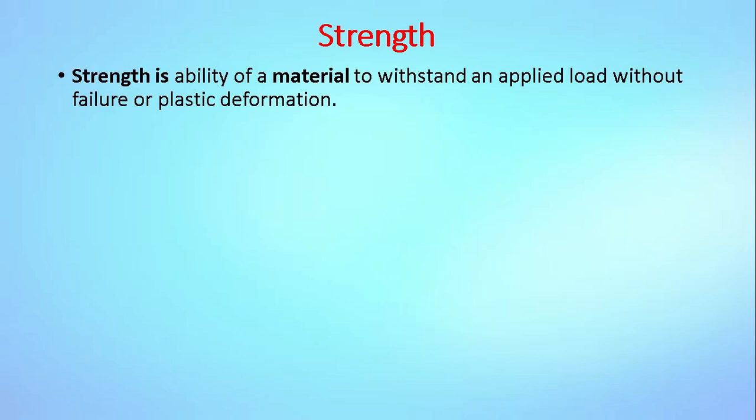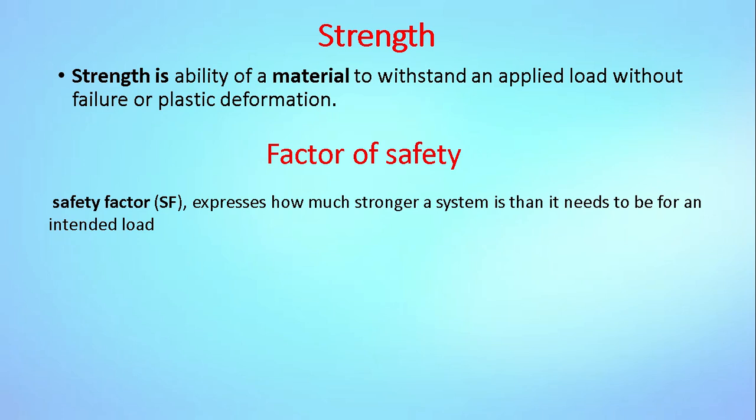Next concept is strength. Strength is the ability of a material to withstand an applied load without failure or plastic deformation. If a material can bear more load, then it has more strength. Next, factor of safety. Factor of safety expresses how much stronger a system is than it needs to be for an intended load. It is a ratio of yield stress to working stress.